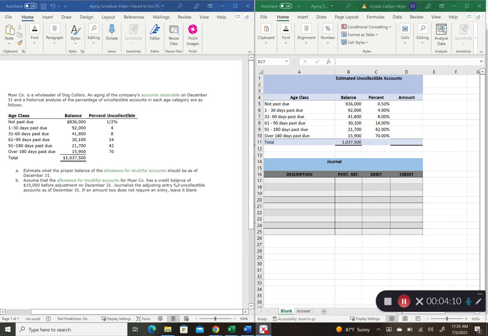So we're going to want to make an adjustment for that. So I'll get to that when we do the journal entries. So journalize the adjusting entry for the uncollectible account as of December 31st. If an amount does not require an entry, leave it blank.